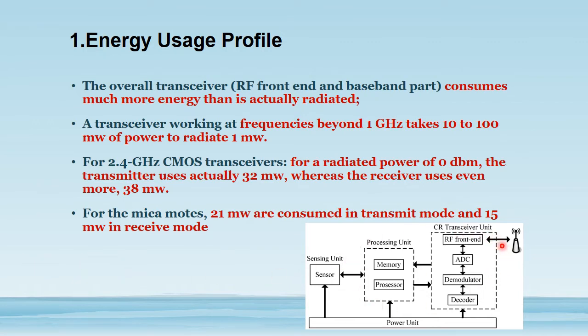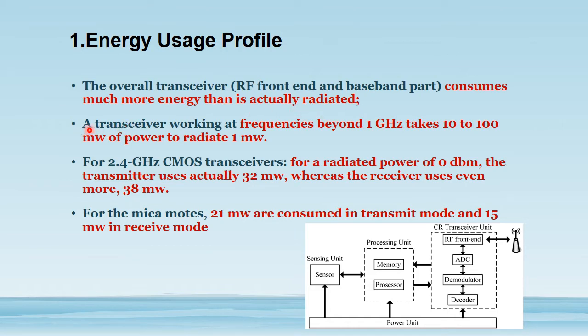In this block diagram, the last dotted line block represents the transceiver unit. The transceiver unit consists of RF front end, ADC, DAC, demodulator, modulator, decoder and encoder. These are the blocks available in the transceiver unit. Out of these blocks, the major power is consumed by the RF front end. The first point is that the overall transceiver consumes much more energy than is actually radiated.